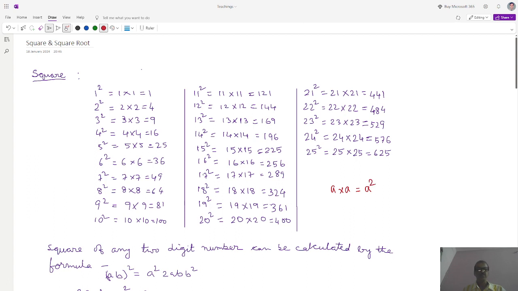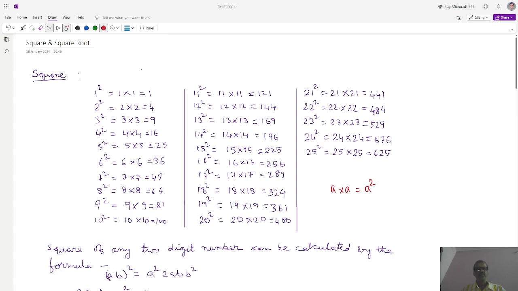So here, 1 square equals 1 into 1, equals 1. Similarly, 2 square equals 2 into 2, equals 4. 3 square equals 3 into 3, equals 9. And so on.